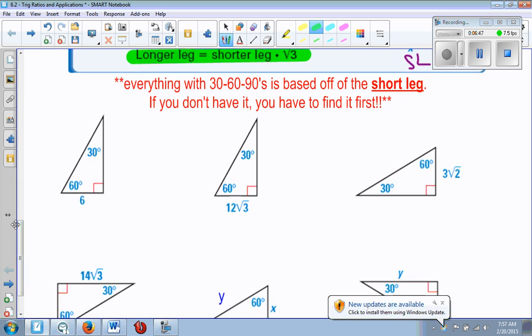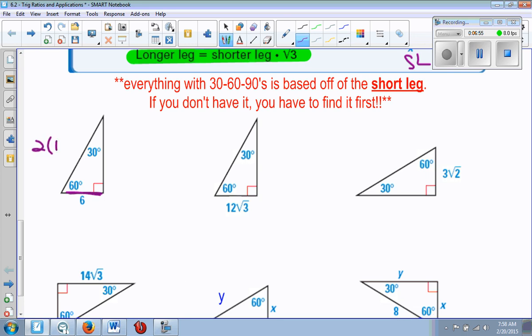What you're looking for in each of these is first, what side length are you given? Well, the 6 is the short leg. Finding the hypotenuse is really easy. All we have to do is double that value and you get 12. Finding the long leg is just multiplying the short by root 3, so we get 6 root 3. This is all about memorizing the pattern. That's really the only way you can do special right triangles, is to memorize the patterns.